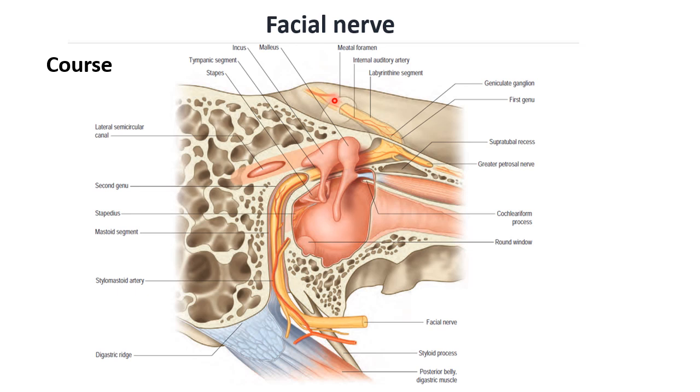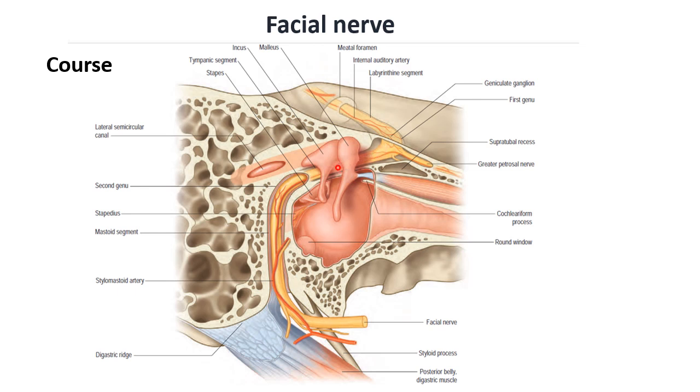It runs in the internal acoustic meatus over the internal ear, and on reaching the middle ear, it takes its first bend where there is a swelling, which is known as the geniculate ganglion. This geniculate ganglion contains the cell bodies of afferent fibers of taste. Thereafter, the nerve enters into the middle ear cavity.